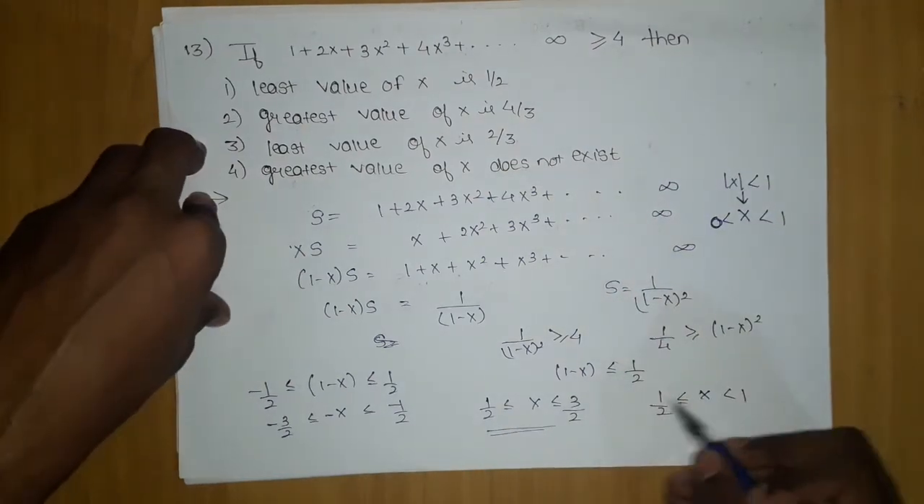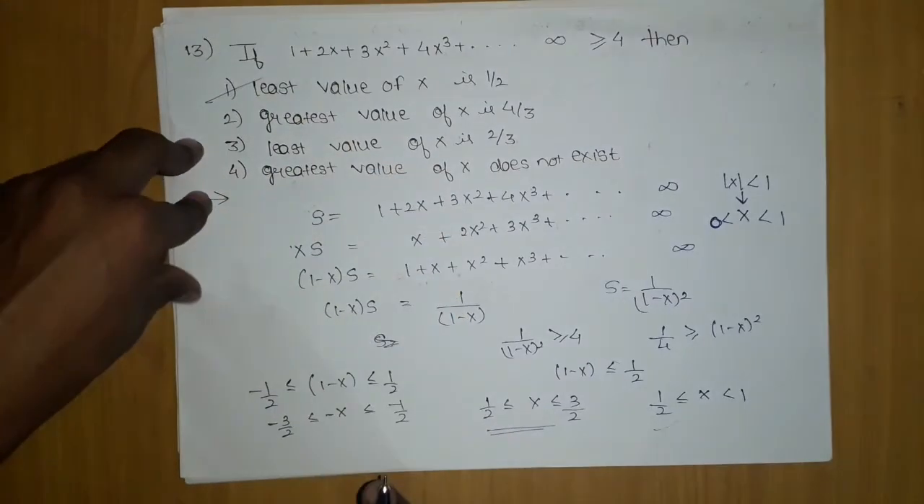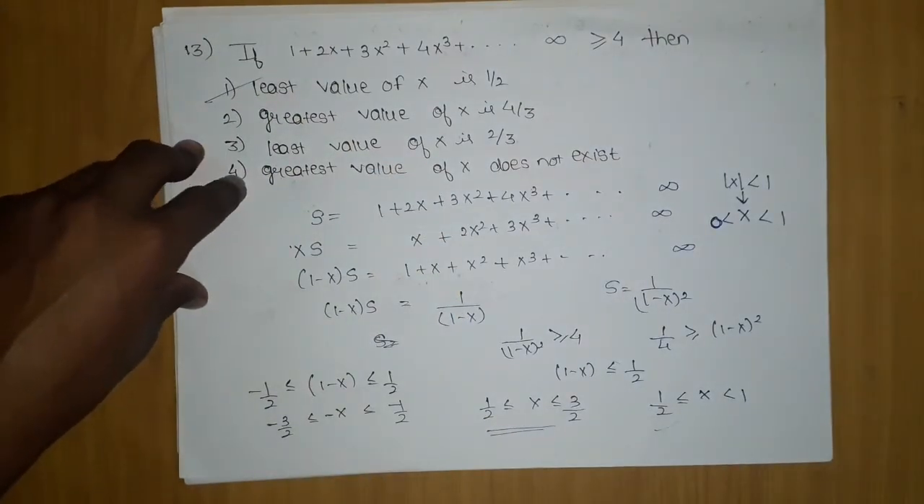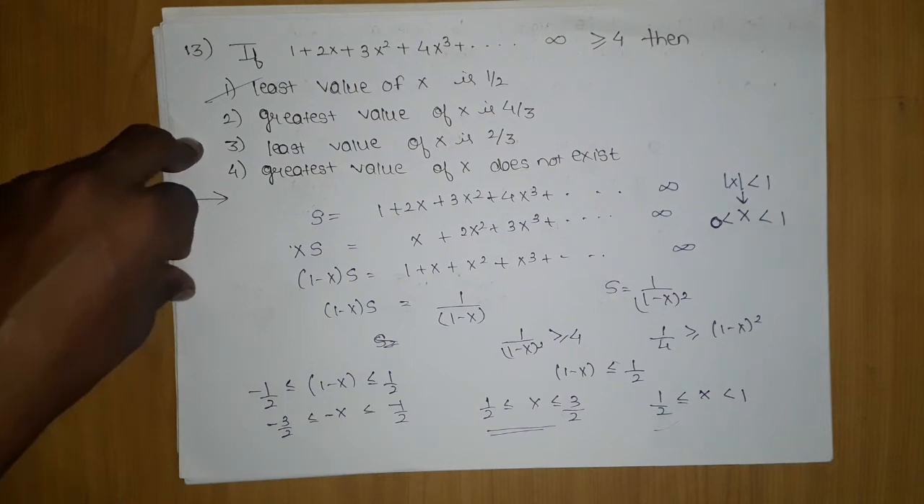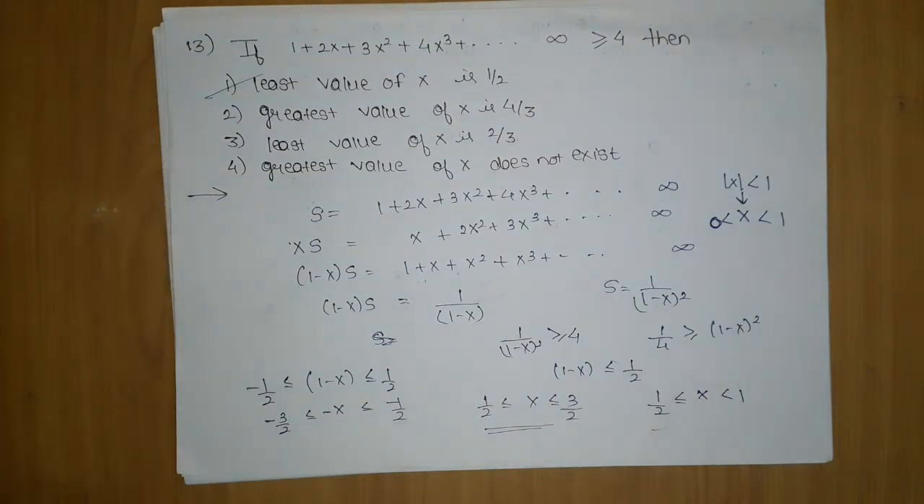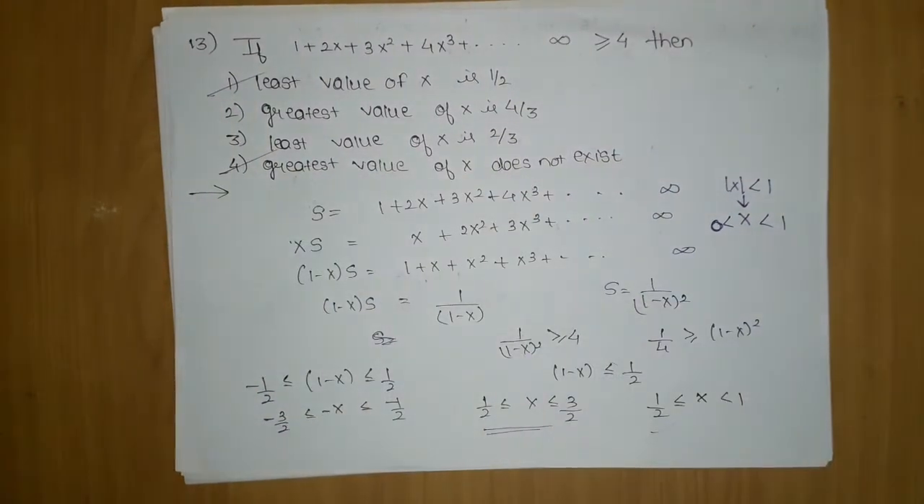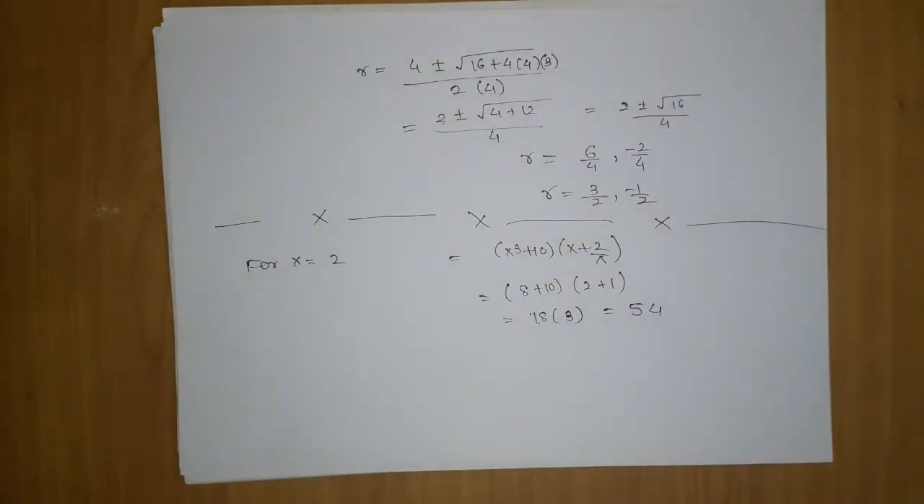So the least value of x, 1 by 2, is fine, this answer is correct. But the greatest value, which should be less than 1, does not exist. This option is not correct. This option does not seem correct. The greatest value of x does not exist. It will be less than 1, but since there is no exact value, we'll go with the greatest value of x does not exist. Okay, let's move on to the next question.